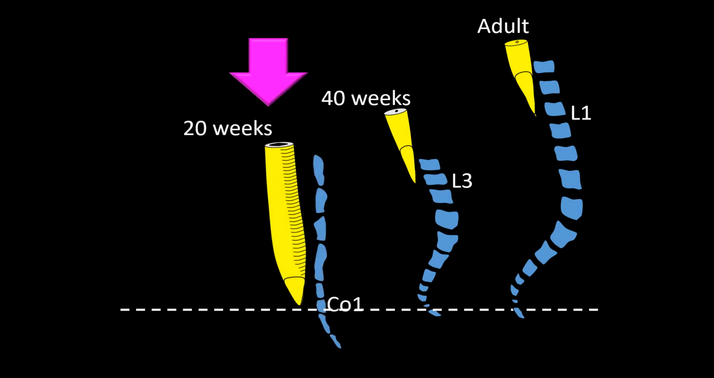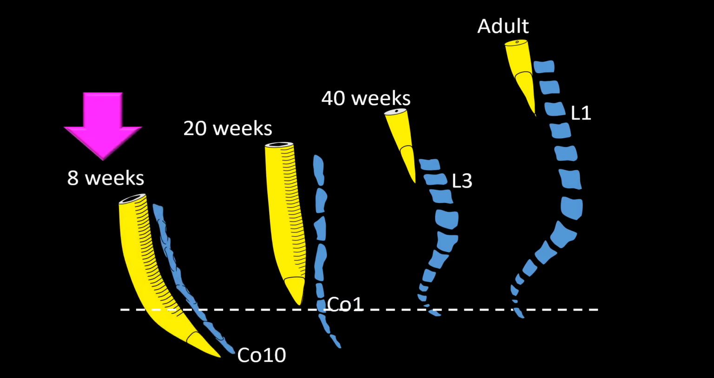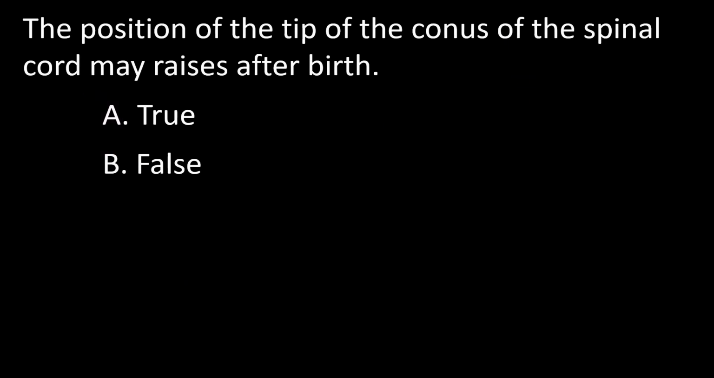The arrow indicates the schematic representation of the lower spine at 20 weeks conceptional age. At this time, the tip of the conus is at the level of the first coccygeal vertebra. At 8 weeks, the tip of the conus is at the level of the 10th coccygeal vertebra, as you can see in this frame. So the answer to this question is true.